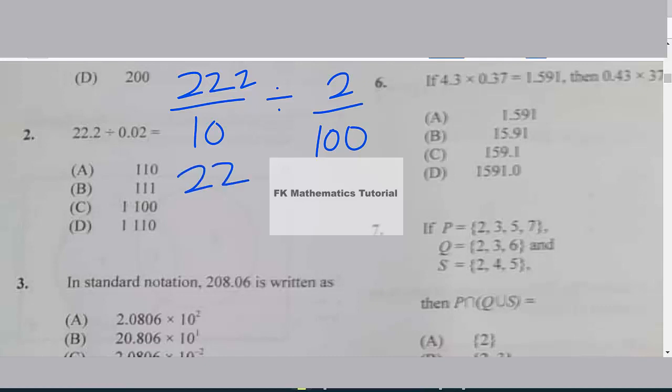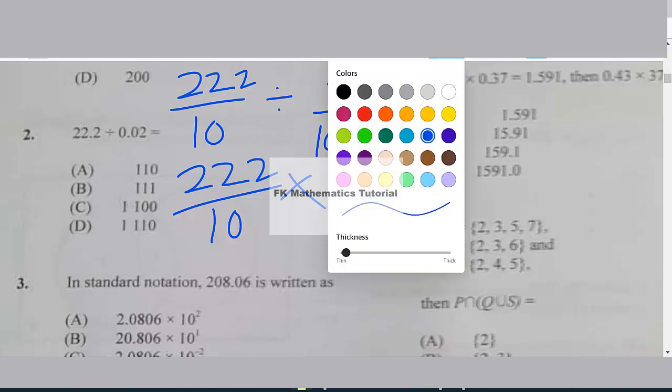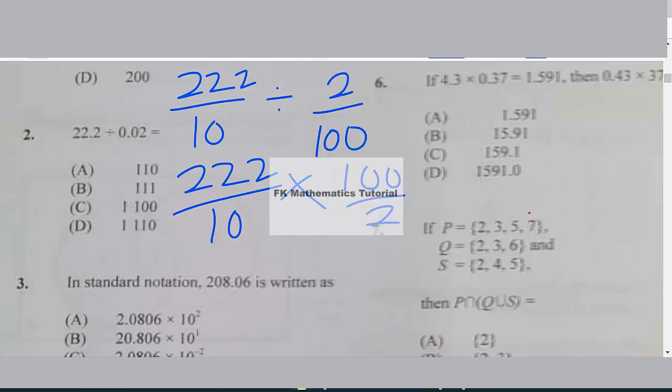Now we multiply by the reciprocal of the second fraction. So the reciprocal of 2 over 100 is 100 over 2. And we can now cancel out. So 10 will go here 10 times, then 2 will go here 1, 1, 1. So 1 times 111 over 10, you get 1110. So the correct answer is option D.